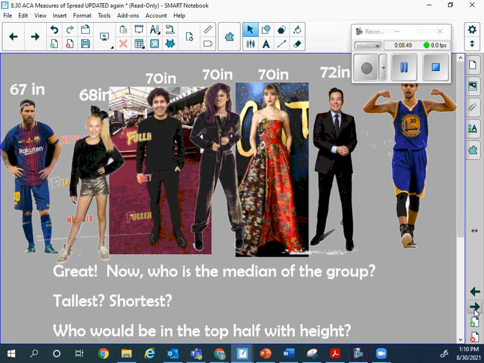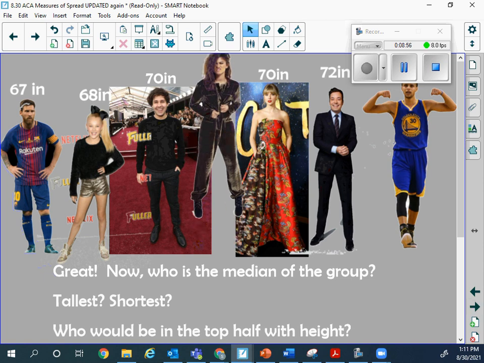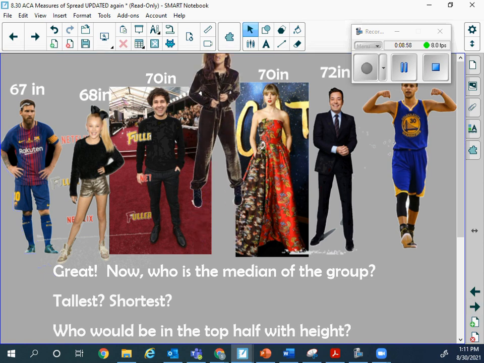So now, who would be the median of the group? Who's got the median height? The way we did it, she's in the middle, right? Because we've got 3 that are down here and 3 up here. Would it really matter which person? No, it just happened to be that she's in the middle. Okay, who's the tallest? Stephen Curry.